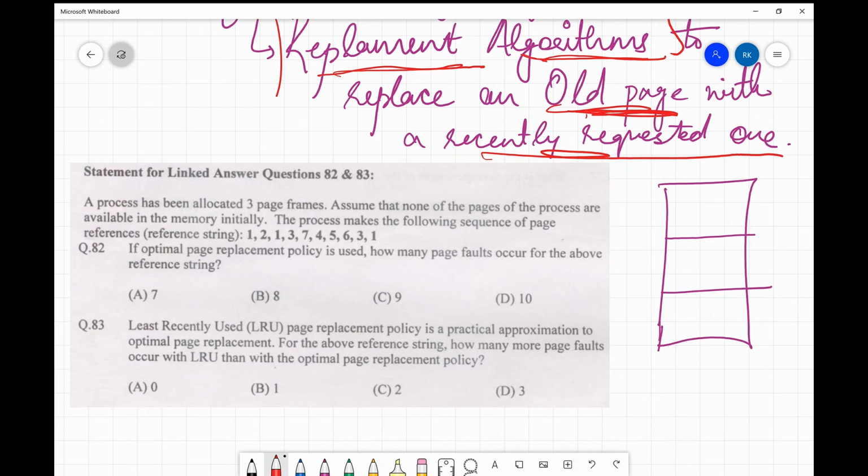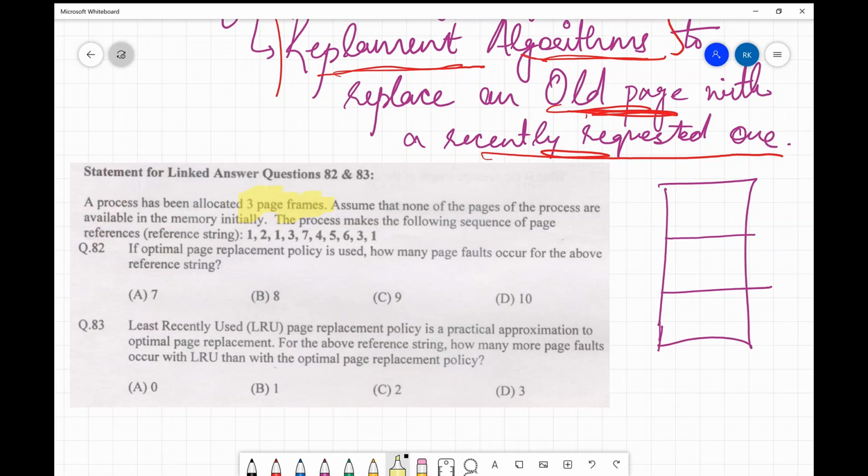It is a very simple question. If you know the concept, it is very simple for you to solve. Now it says that a process has been allocated 3 page frames. So there are 3 page frames. Assume a process has been allocated 3 page frames.